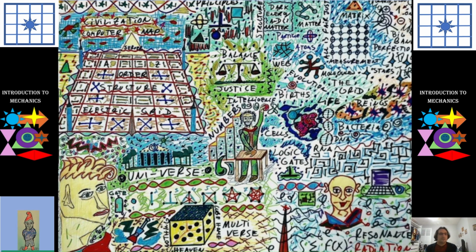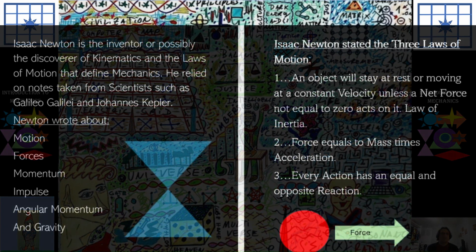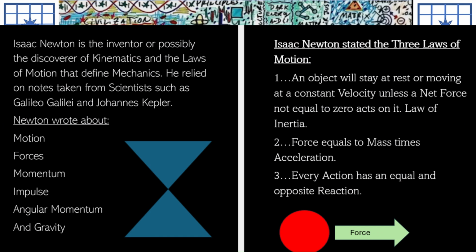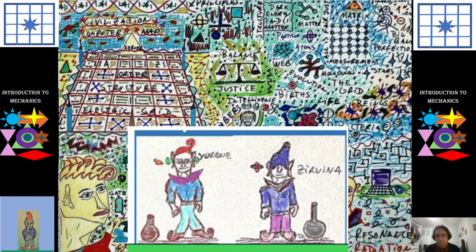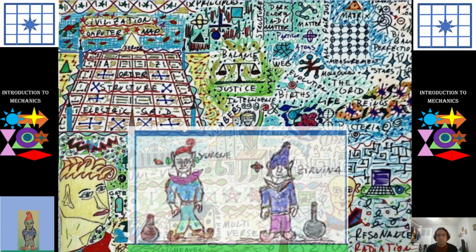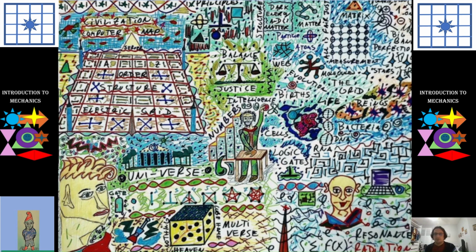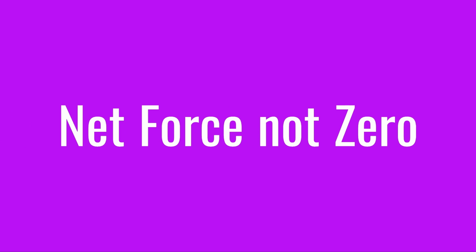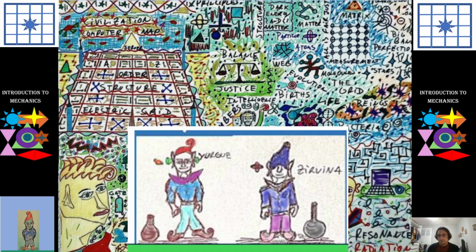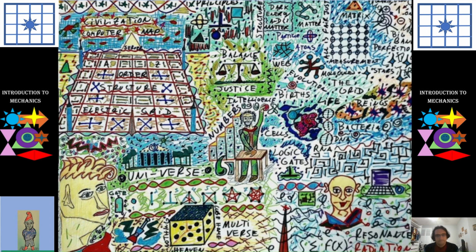Isaac Newton stated the three laws of motion. An object will stay at rest or moving at a constant velocity unless a net force not equal to zero acts on it. That's the law of inertia. So if there are forces on the object, that doesn't mean the object will accelerate, because the forces should have a resultant not equal to zero to lead to an acceleration. Or if an object is moving at a constant velocity, it will stay there unless a force, friction, or air resistance slows it down, or unless a force speeds it up.